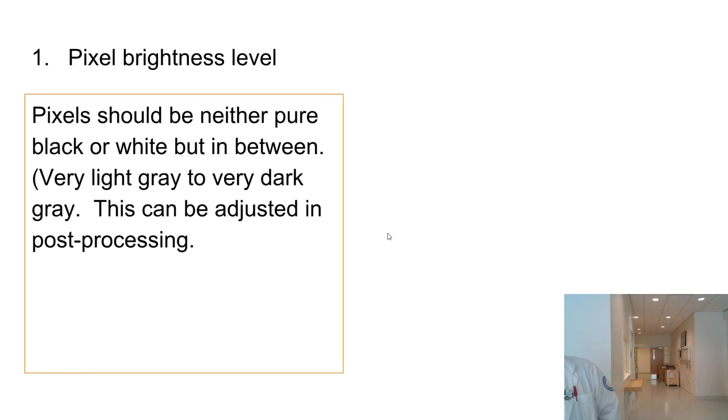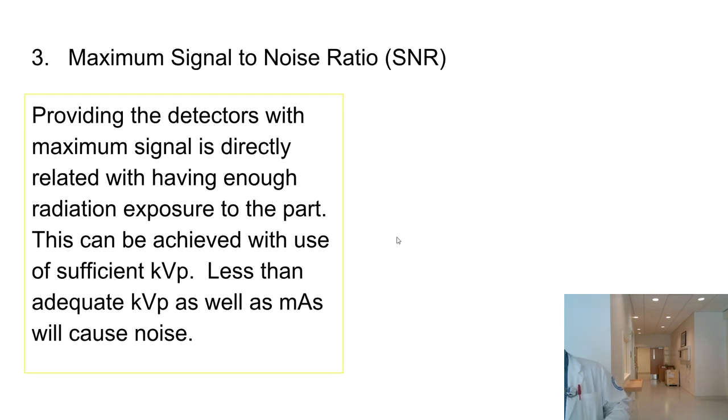Maximum signal to noise ratio. That's really what we want all the time, and that's usually achieved with the proper exposure setting, right? If we have enough kV to penetrate the part, if we're using enough intensity, we should be able to provide the detectors with as much data as they need. We can look at that data as signal. So the idea is we're going to have more signal, more data, versus noise. At least that's what we try.